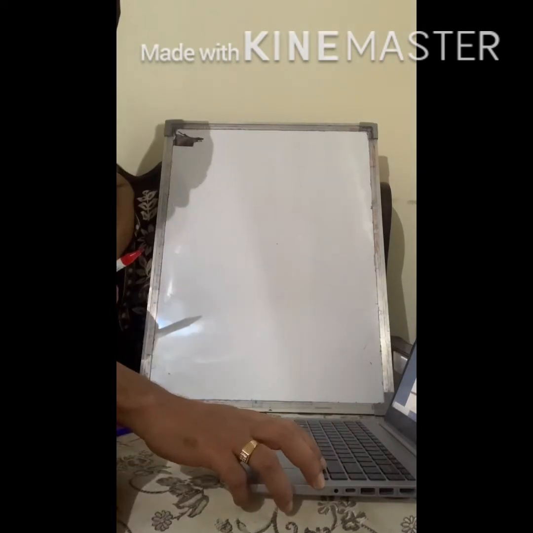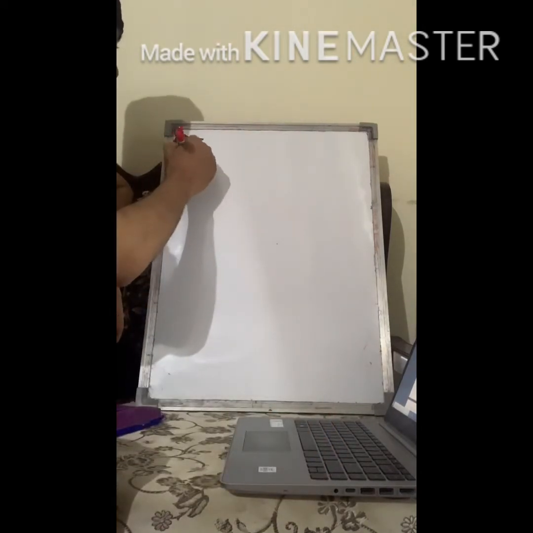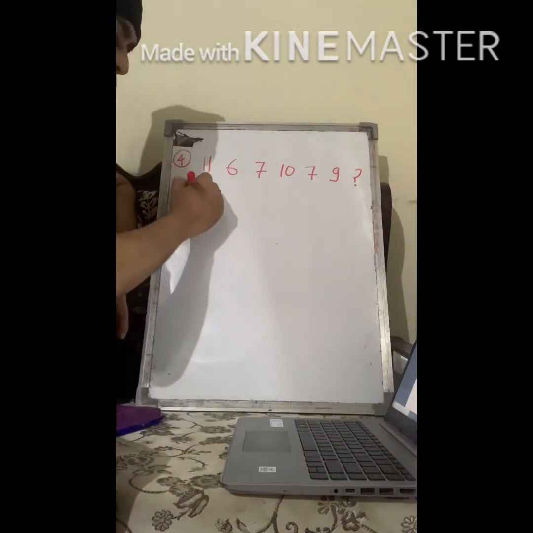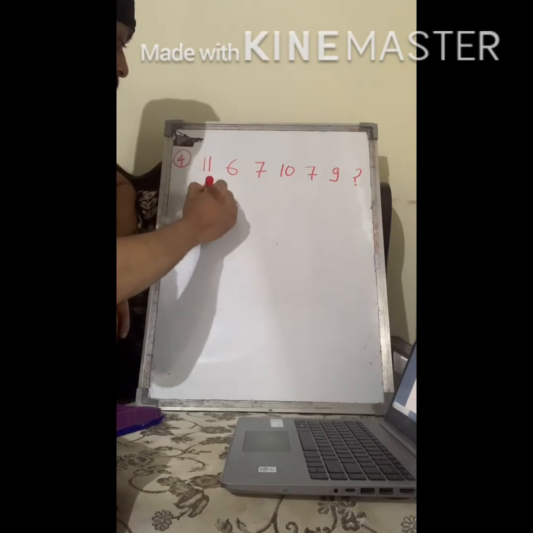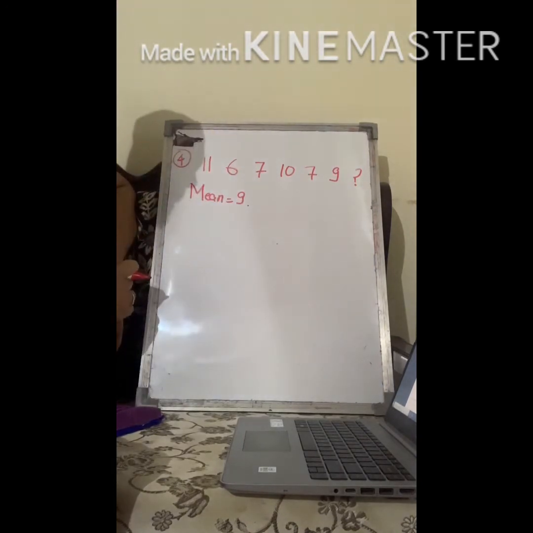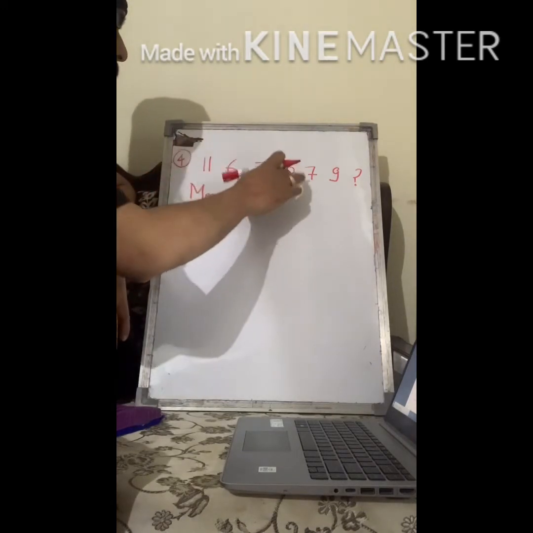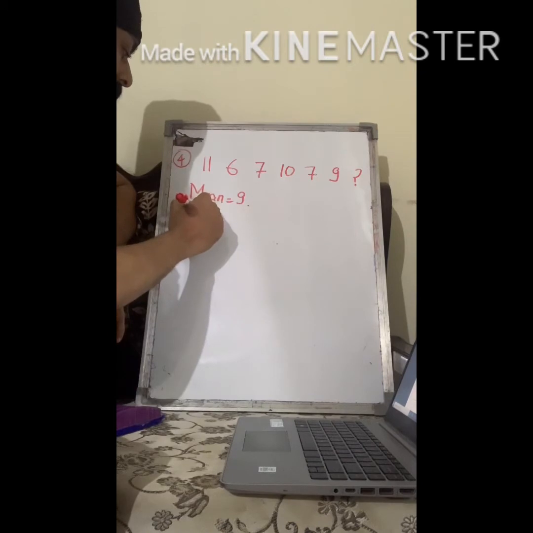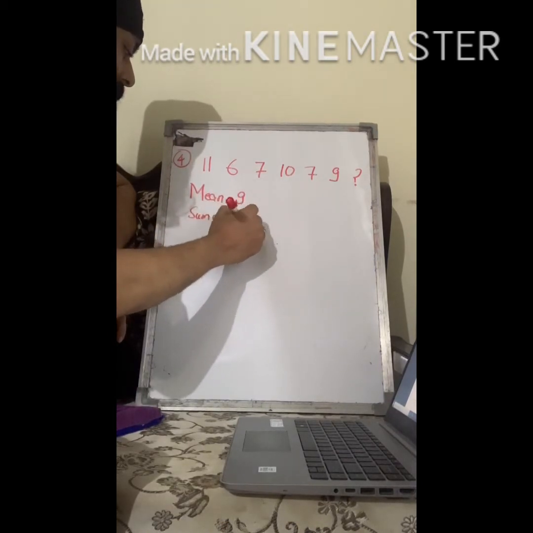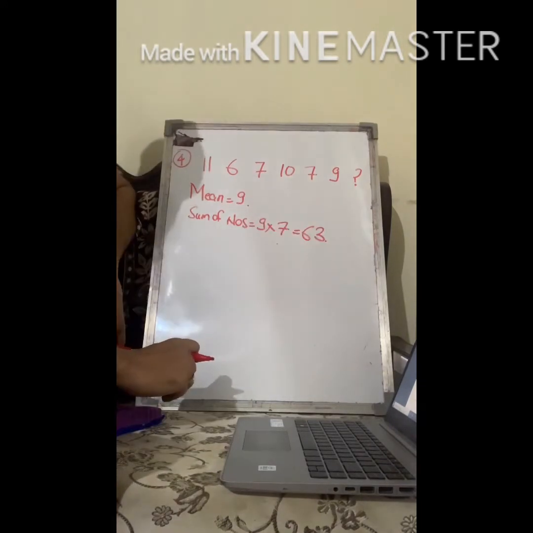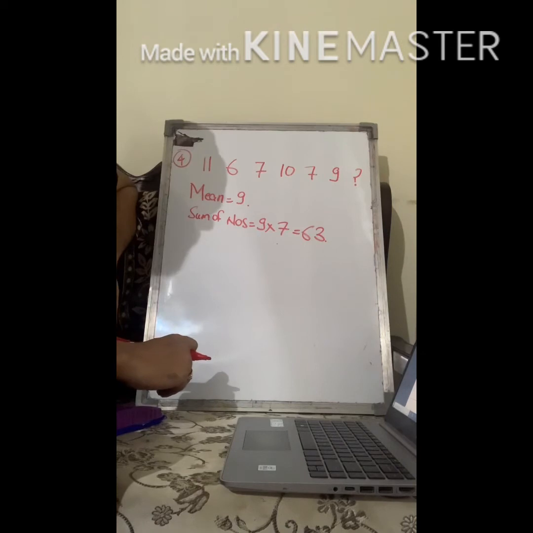Question number 4. We have to find the value of the question mark when the mean is 9. Mean is 9, which is given. So we have 1, 2, 3, 4, 5, 6, and 7 numbers. When the mean is 9, the sum total of all the numbers will be 9 multiplied by 7, which is equal to 63.